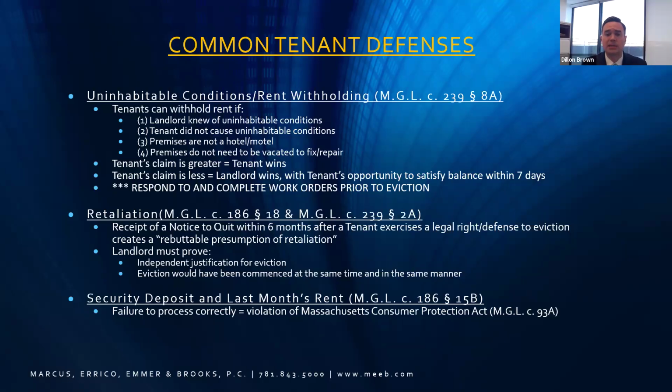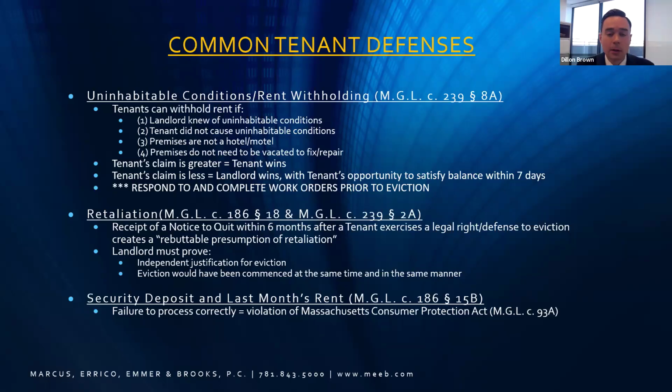That's essentially the retaliation argument. So again, it's a rebuttable presumption of retaliation. In order to rebut the argument that, hey, as a landlord, I'm evicting you because you're raising all these concerns, a landlord needs to prove two things: that they have an independent justification for eviction, and that the eviction would have been commenced at the same time in the same manner.